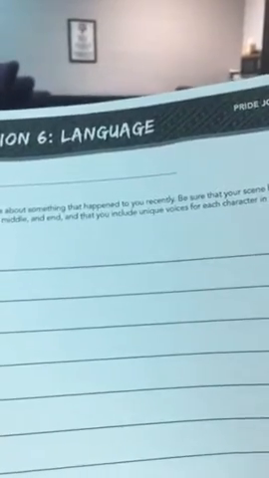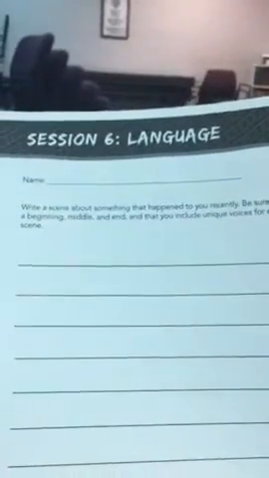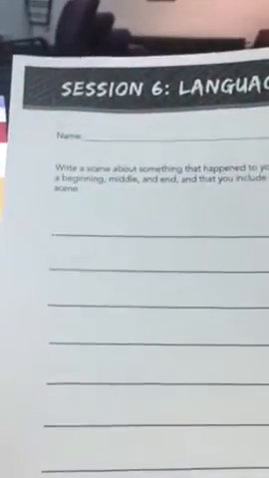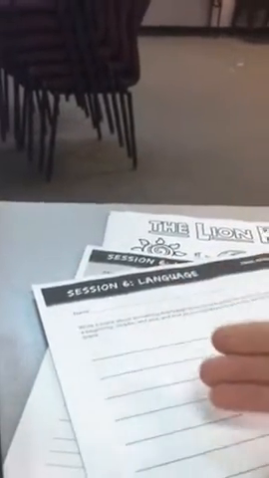It says to write a scene about something that happened to you recently. And be sure your scene has a beginning, a middle, and an end, and that you include unique voices for each character in your scene. So this can be something that happened to you that was either a good thing, or maybe a sad thing, but it included more than just you, like maybe your mom or your dad, or a sibling, or somebody you know, like just a couple friends going maybe to the zoo. And you would write your name up here, but then also write your name and what you say, and then somebody else's name and what they say. And you can have a conversation here.